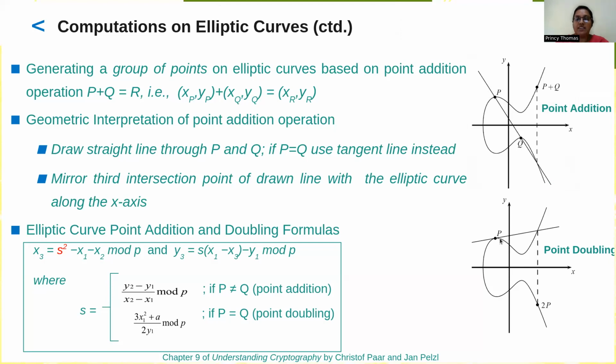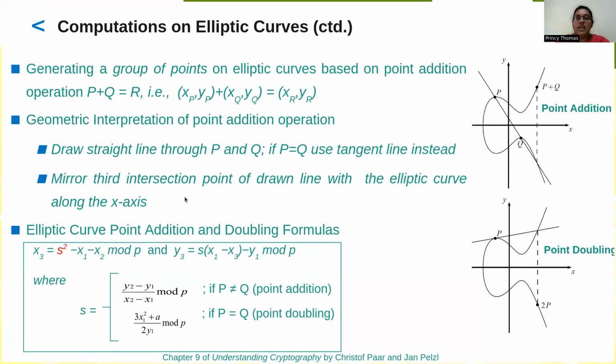Two different points. But say we want to do P plus P. In that case, we draw the tangent on that particular point in the elliptic curve and it cuts at a third point on the elliptic curve. Once again, you find the mirror image on the opposite side because the curve is symmetric, and that point is 2P. So look over here, draw a straight line through P and Q. If P is equal to Q, use tangent line instead. Mirror the third intersection point of the drawn line with the elliptic curve along the x-axis, and that is the additive point or doubling point.